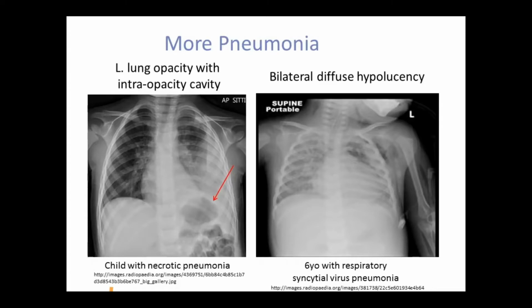Let's quickly look at another case. Here we have a 6-year-old similarly presenting with a fever and cough. However, looking at their X-ray, we can see that there's bilateral diffuse opacity. Viral pneumonias, such as RSV pneumonia, often present with a more ill-defined or ground glass pattern and are often bilateral. As you can see, pneumonia may present in many different shapes and forms.